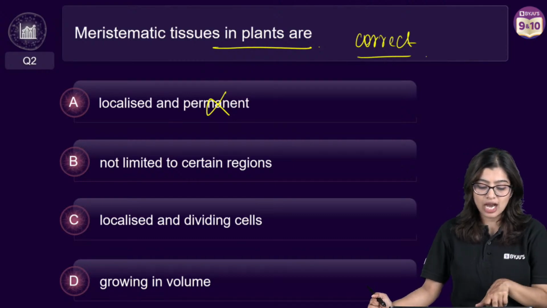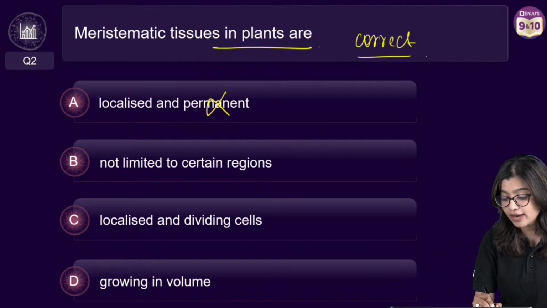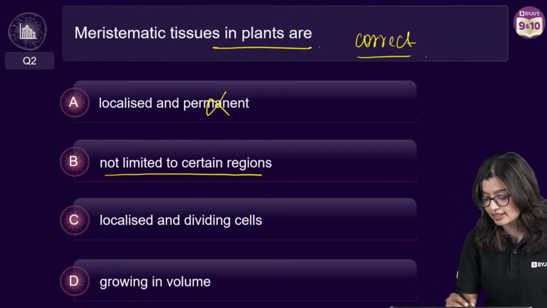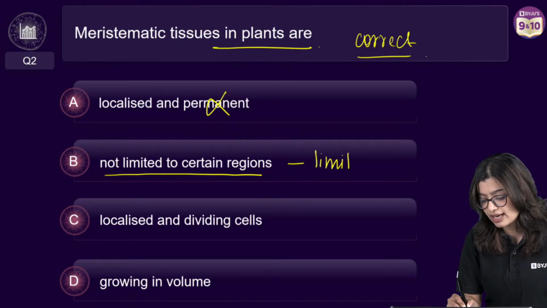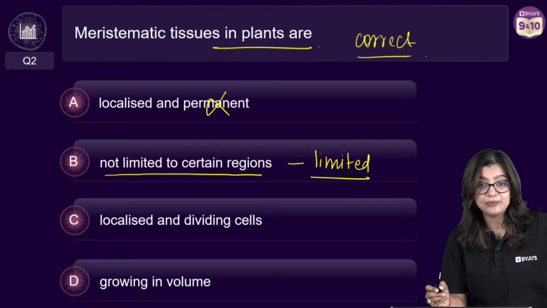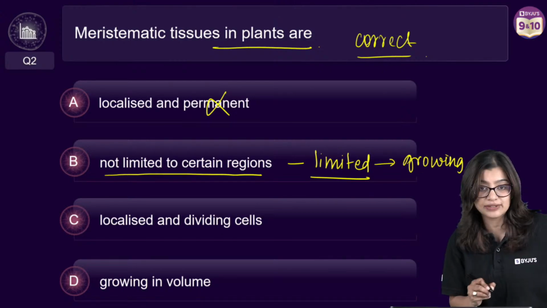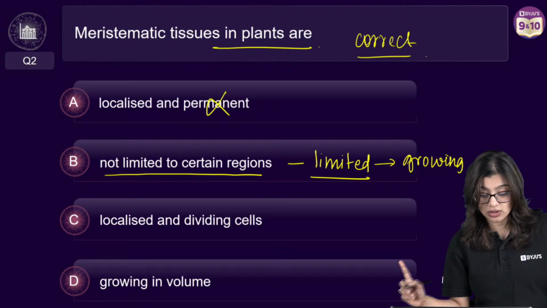Now it says they are not limited to certain regions. That's not the case. They are limited to certain regions, right? We know that meristematic tissues are limited to the growing regions of the plant. So no, this statement is also incorrect.